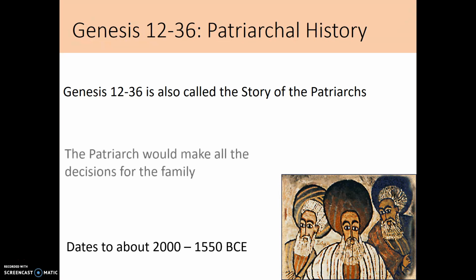So Genesis 12 through 36 is called the story of the patriarchs. And a patriarch is the head of a family. And in this ancient time in history, the patriarch would make all the decisions for the family. We're not completely certain about the dates of these occurrences, but it's probably around 2000 to 1500 BCE.